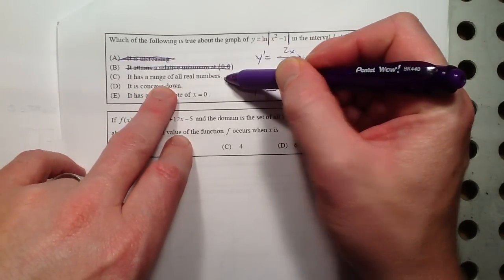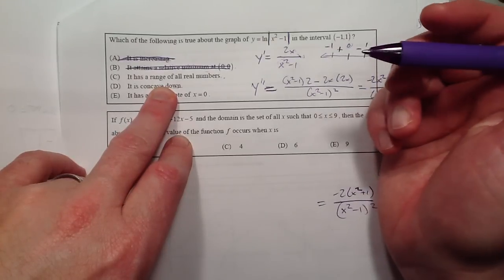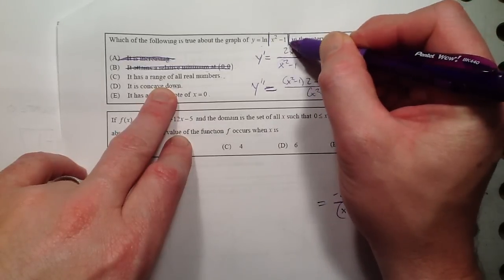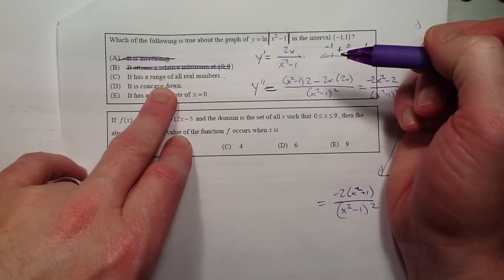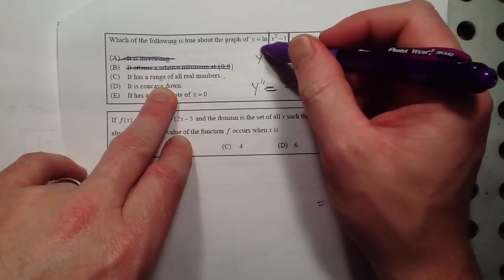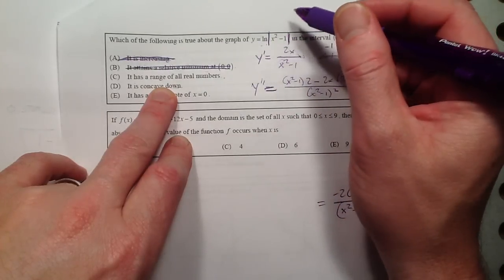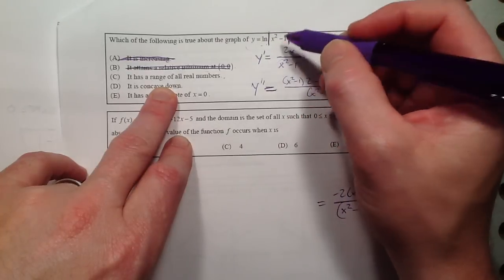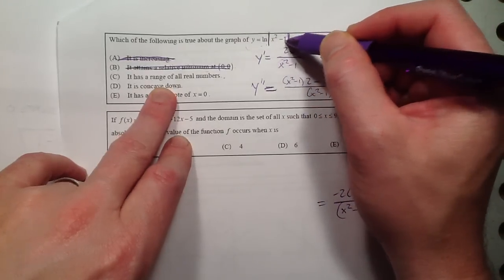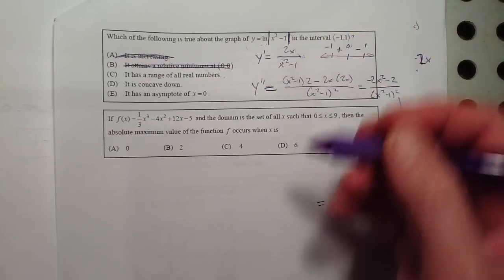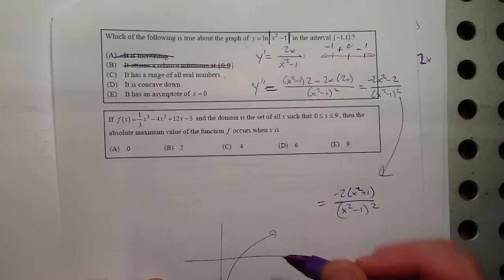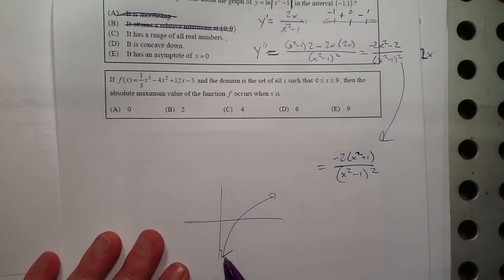It has a range of all real numbers. Well, let's see. The natural log of something can't ever be... let me think about that for a second. Hold on. What does this graph look like? This is x squared minus 1. The regular natural log function looks like this.